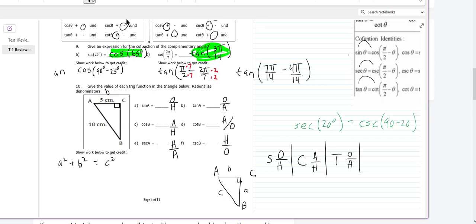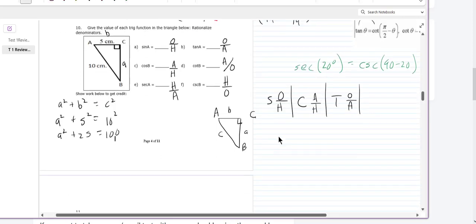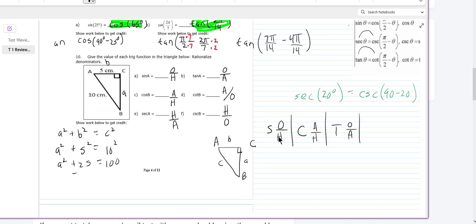So this is B. B is equal to 5. C is the hypotenuse, so that is 10. And A is what we don't know. We don't know the side opposite angle A. So we're going to work out A squared plus 25 is equal to 100. You can subtract 25 from both sides. You can do it in your head if you want to. So that's A squared equals 75. Then you can take the square root of both sides to get A equals square root of 75.